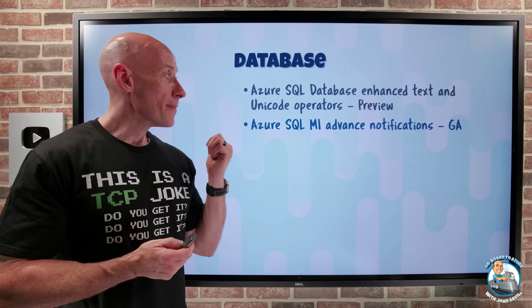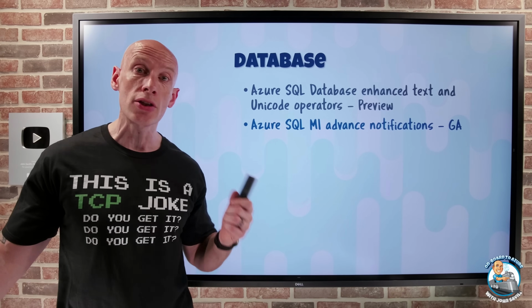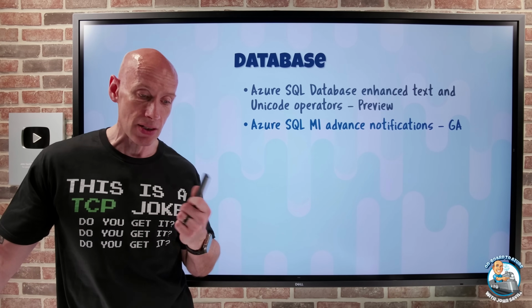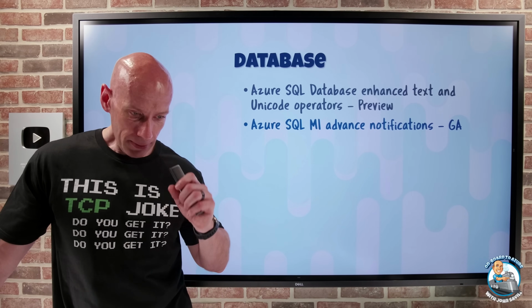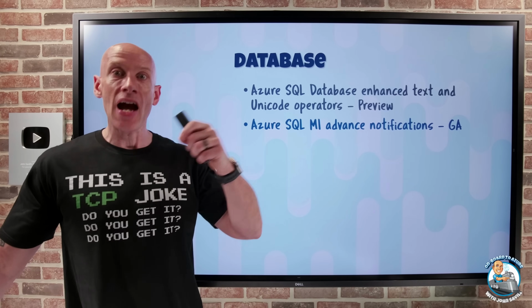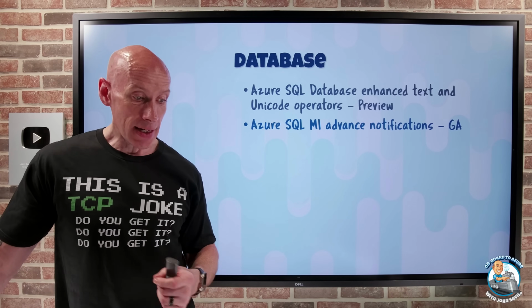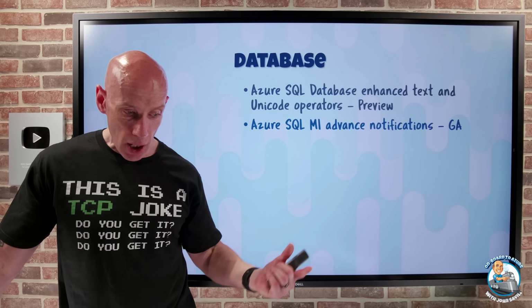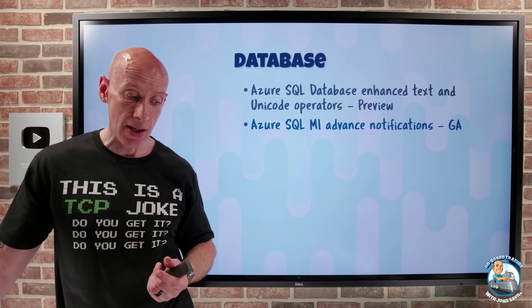Azure SQL Managed Instance Advanced Notifications has gone GA. So this gives me 24 hours notice before a planned maintenance event. This works with your SQL maintenance windows. So it gives me great control of when it happens and that advanced notification. That notification ties into service health alerts. It's going to tell me the affected region, the affected service, the list of impacted resources, and the status of the maintenance event.